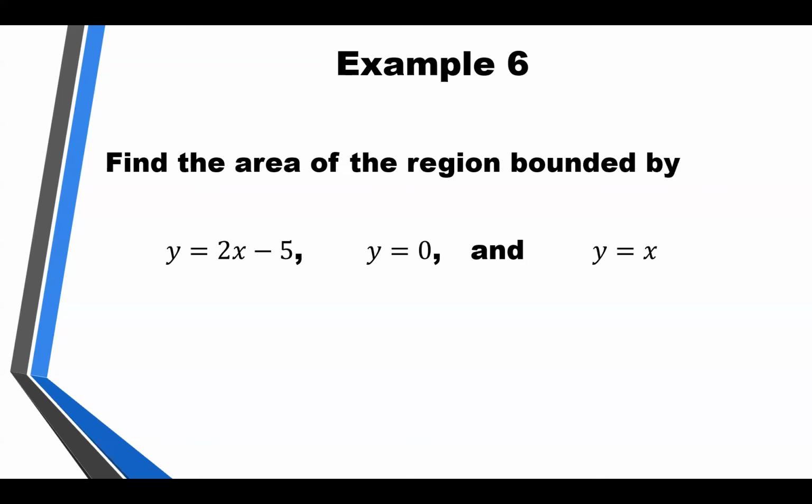Let's do another example. In example 6, we want to find the area of the region that is bounded by these three curves: y equals 2x minus 5, y equals 0, and y equals x. You can try this on your own if you'd like by pushing pause on the video, but I will show how it's done in just a few seconds.